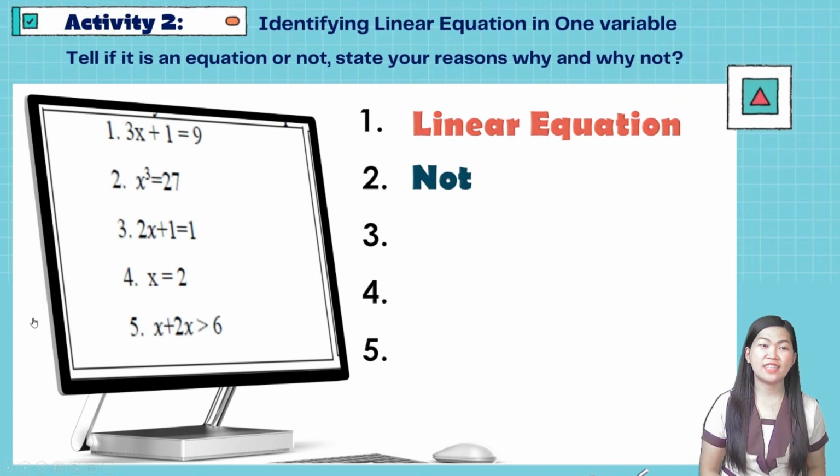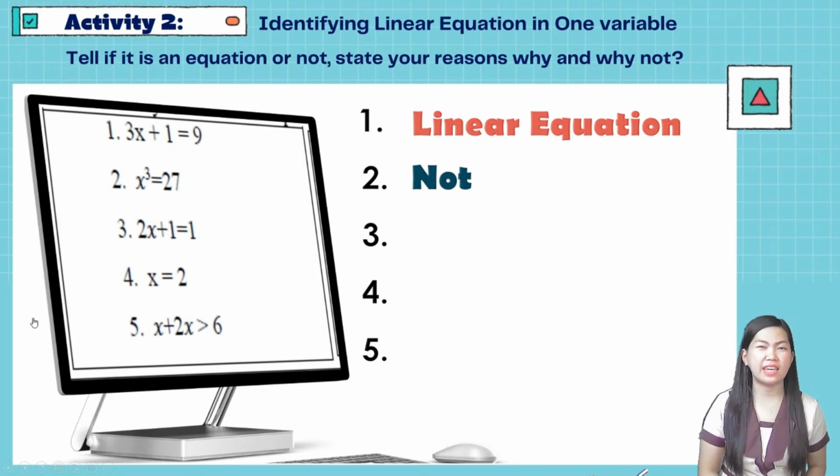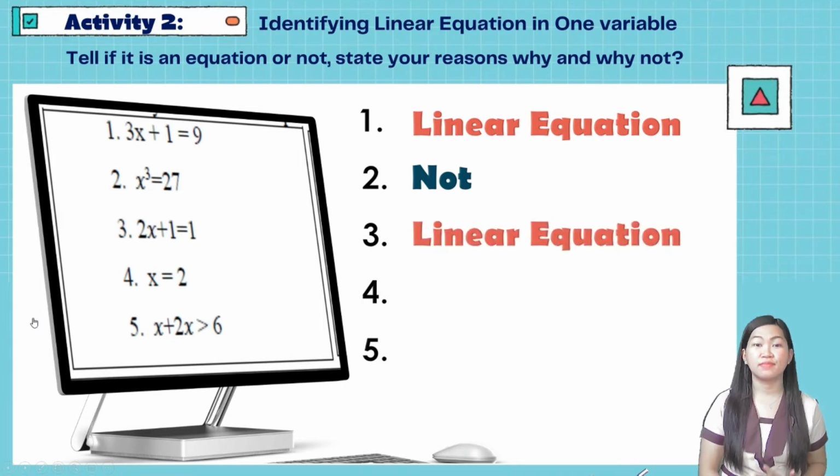Moving on, let us answer number 3. So the given number 3 is 2x plus 1 is equal to 1. So what do you think? Is this a linear equation or not? So let us see the answer. The answer is linear equation.